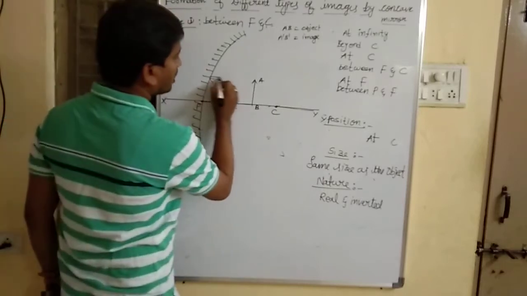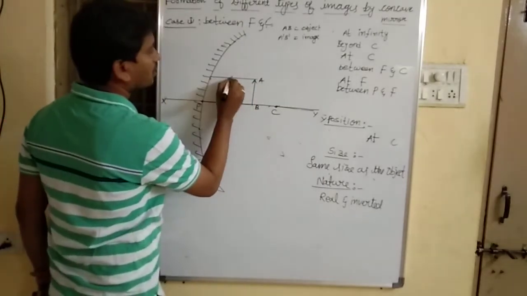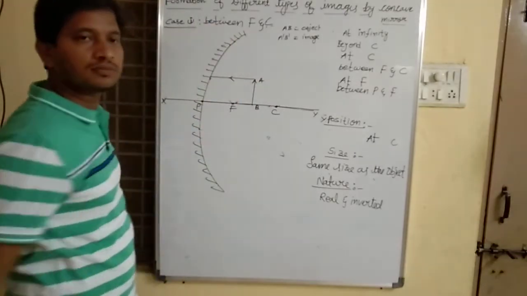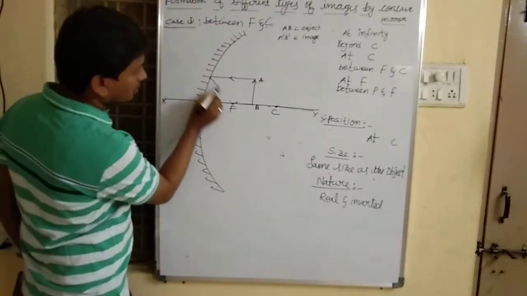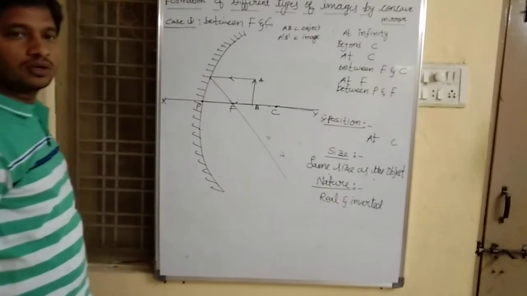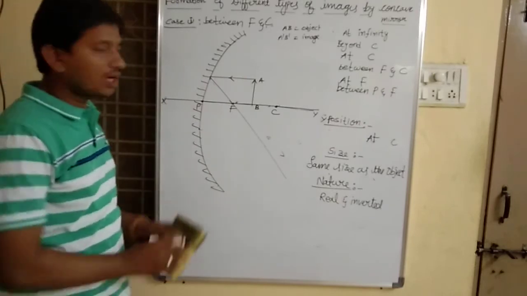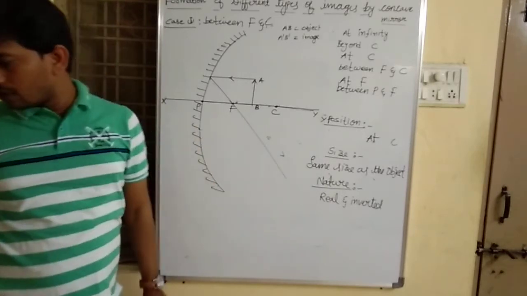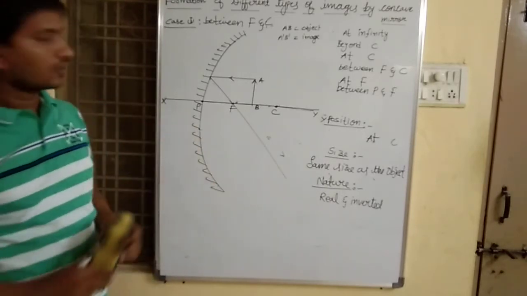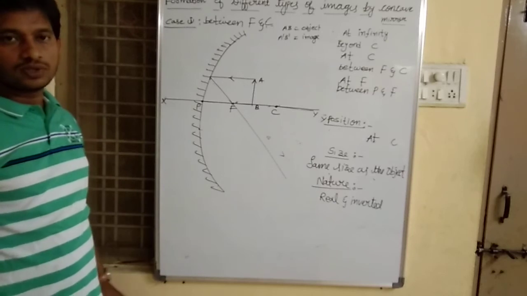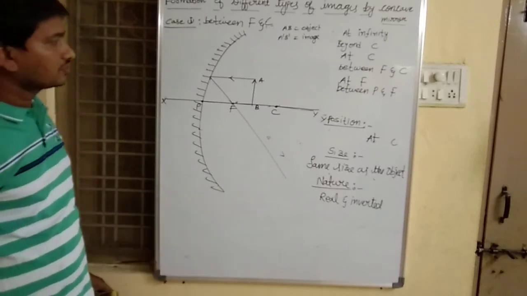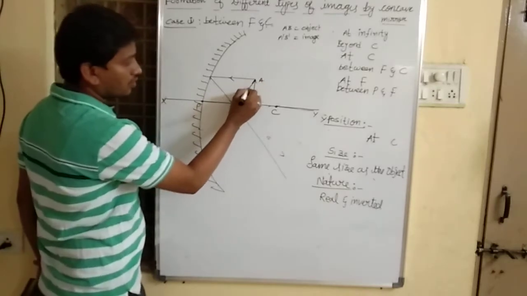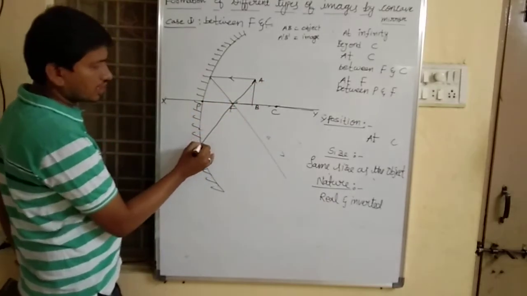This is my first ray, which is parallel to the principal axis of a concave mirror. After reflection, it must pass through the focus. Now coming to the second ray, which is coming through the focus.